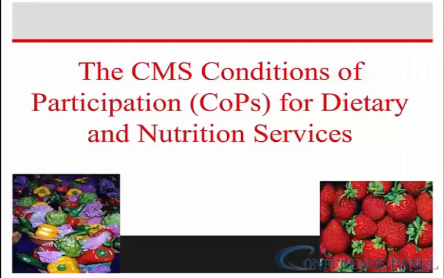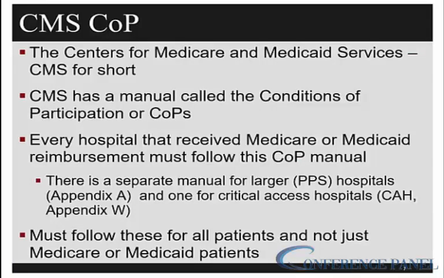Let's talk about the conditions of participation for dietary and nutrition services. Conditions of participation are just that. If you have a hospital and you want to participate in receiving Medicare and Medicaid benefits for patient care, then you have to comply with the conditions of participation. And they have a separate manual that encompasses all types of facilities. Each type of facility has a separate appendix. For hospitals, it is Appendix A. For critical access hospitals, it's Appendix W.